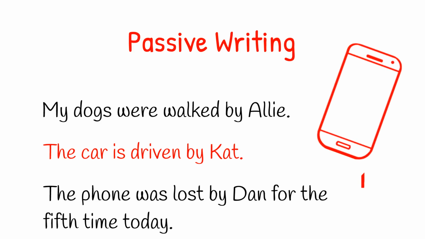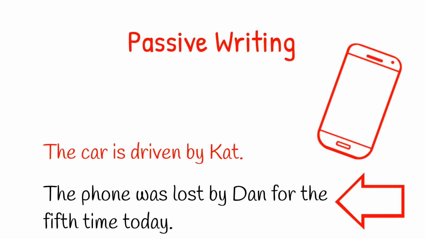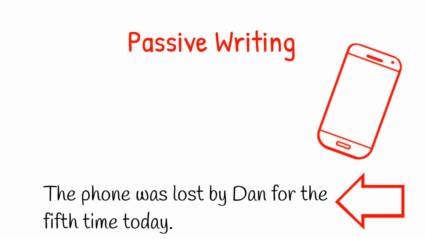Do you notice how in the third example especially, it's unclear whose phone was lost? We could say "his phone was lost by Dan," but that wouldn't make much sense. We could say "Dan's phone was lost by Dan," but that just sounds bad. So there are some natural advantages to active writing just in the structure of the sentence alone.